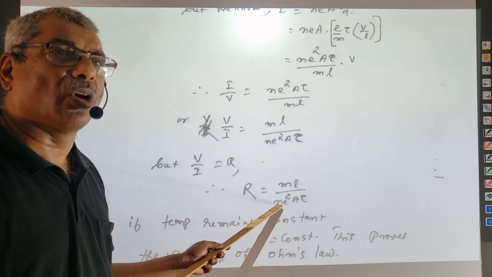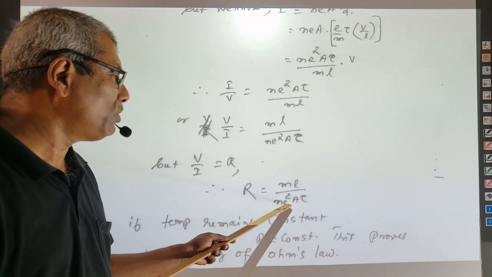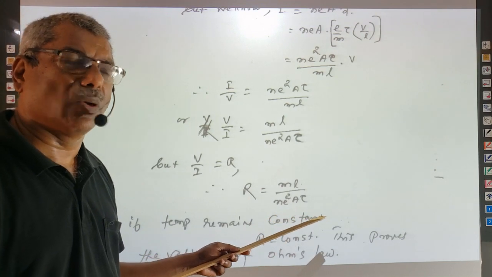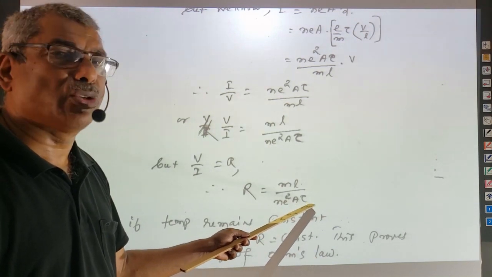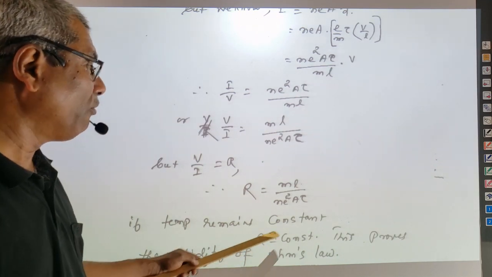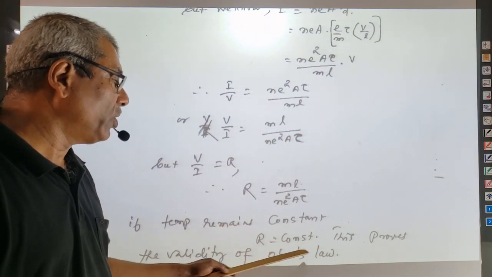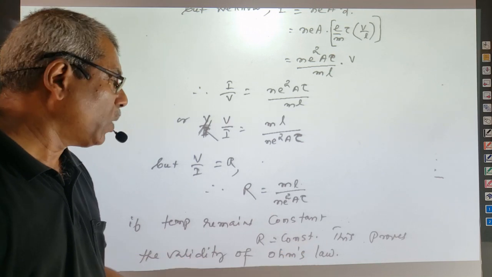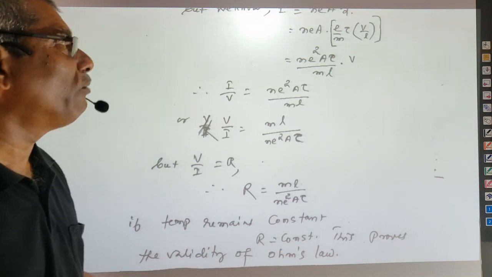Volume charge density is also constant when the temperature remains constant. e means charge of an electron, always a constant. A is a constant, tau is also a constant, and temperature remains constant. Therefore, we have proved that R is equal to a constant. And this proves the validity of Ohm's law.